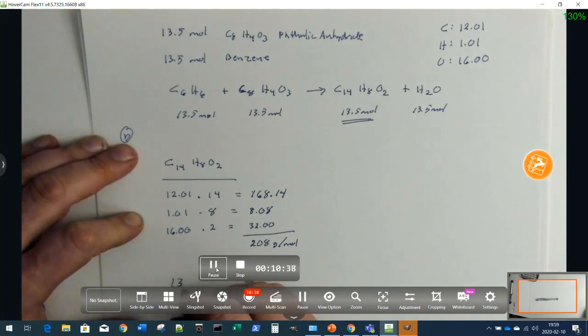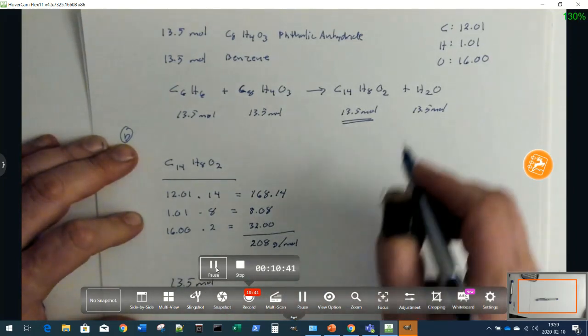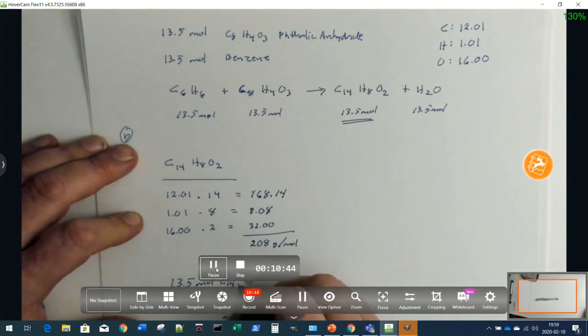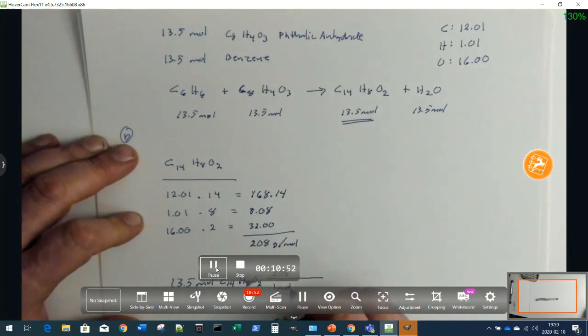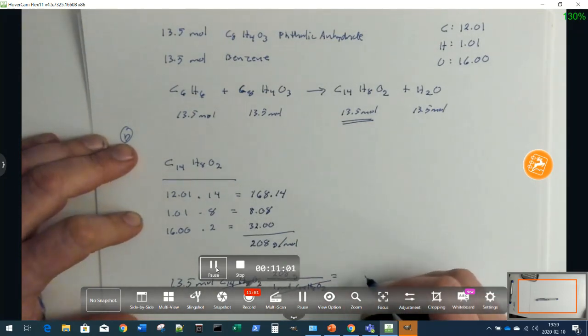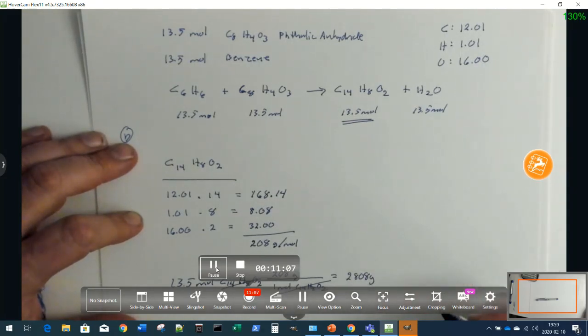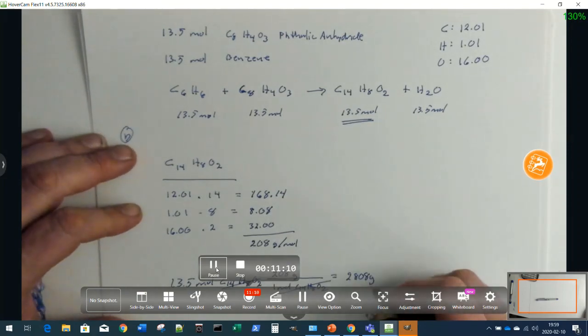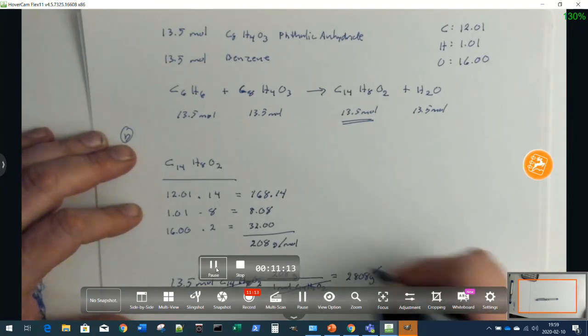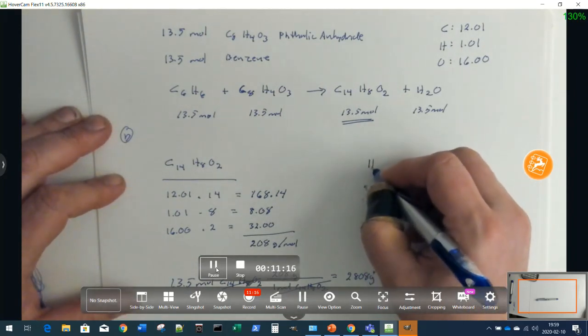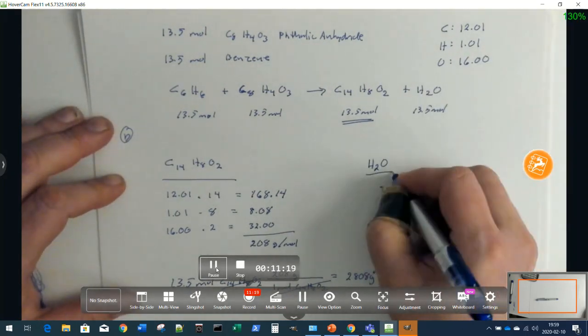Taking our value here then, 13.5 moles of C14H8O2, and multiplying it by the molar mass, 1 mole C14H8O2. The moles cancel, so we multiply it by the grams, and that gives us a value of 2,808 grams of anthraquinone. That's our theoretical yield, if we have 100%, if everything works out.